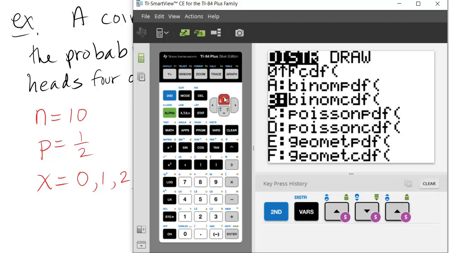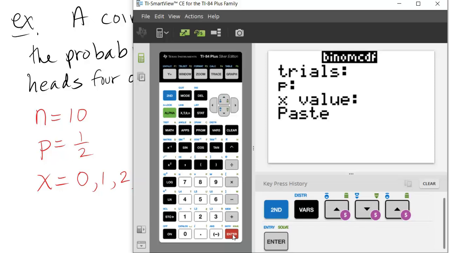That's why you have to be careful when you're scrolling. You want to make sure you select the right one. In my calculator, Binomcdf is choice B. If you have an older calculator, it might be choice A. Just make sure you pick the one that says Binomcdf. Again, with the newer operating system, you're going to get that input screen.